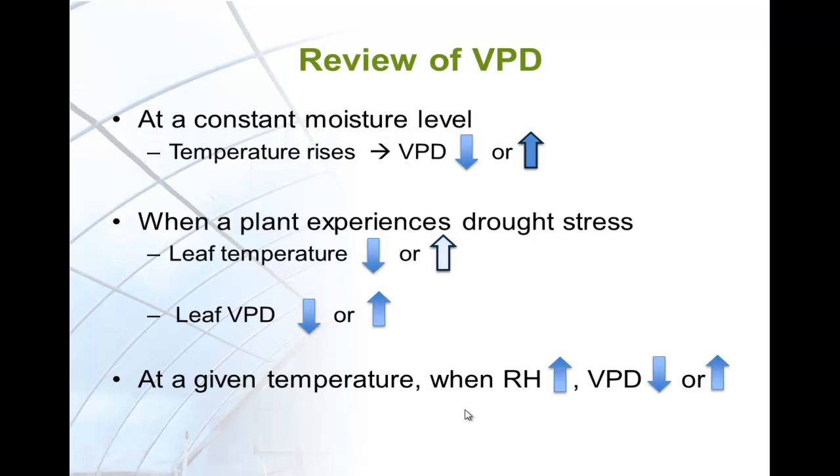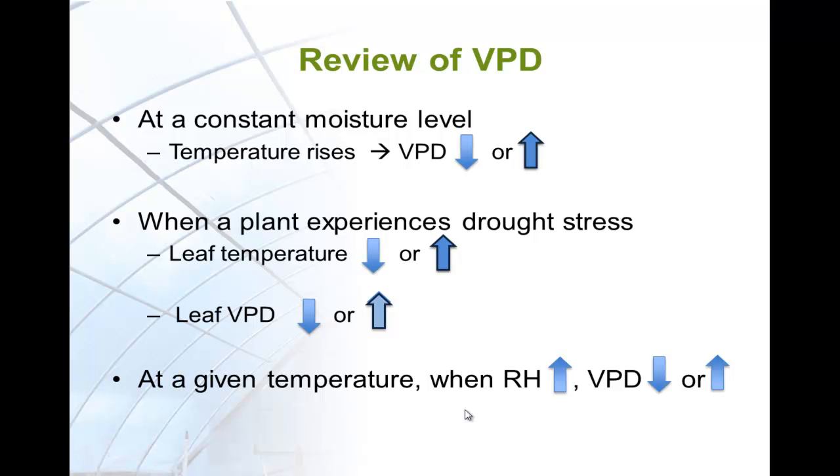The next question: when a plant experiences drought stress, does the leaf VPD go down or go up? When a plant is experiencing drought stress, it means it's not getting enough water to meet the demand. Therefore, the leaf VPD will go up because that's a larger driving force to encourage water to leave the leaves. But since it does not get enough water, that causes drought stress.